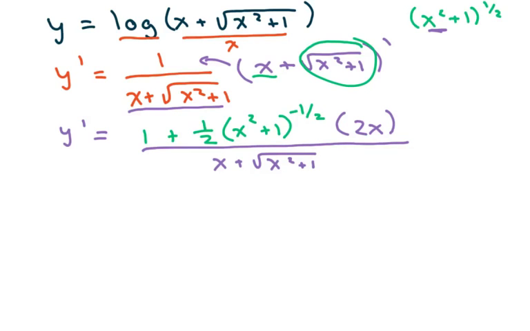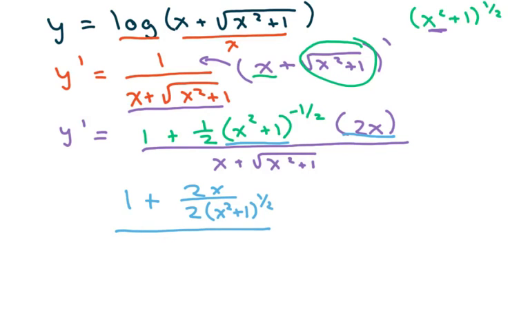So if I rewrite this, it's a complex rational. I'm going to have a 1 plus, I'm going to write this part, so this is going to be 1, basically. Oh, this is a 2x here. So 2x over 2 times x squared plus 1 to the 1/2, or actually the square root. And this is all over x plus square root of x squared plus 1.